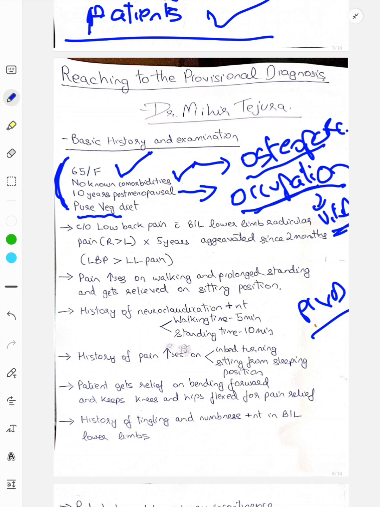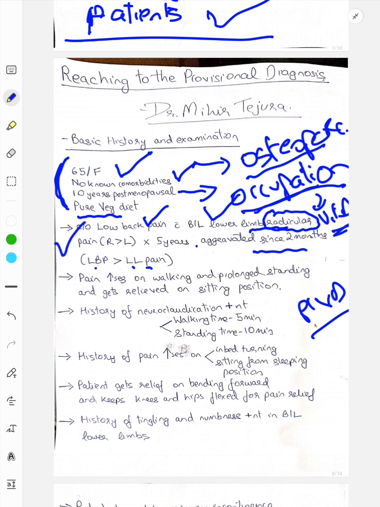Now, the first question you ask is the presenting complaint. This lady has low back pain with bilateral lower limb radicular pain since 5 years, which has aggravated since 2 months, right? You have to ask whether the low back pain is more bothering or the radiculopathy is more bothering. Whenever there is radiculopathy, you have to suspect nerve root compression, a PIVD or LCS picture. And for plain low back pain, you have to ask whether there is low back pain, bilateral lower limb radiculopathy pain, or both, and which is more, so that you can reach the diagnosis. We are going to discuss in detail what signifies what, right? This is the first question, the presenting complaint.